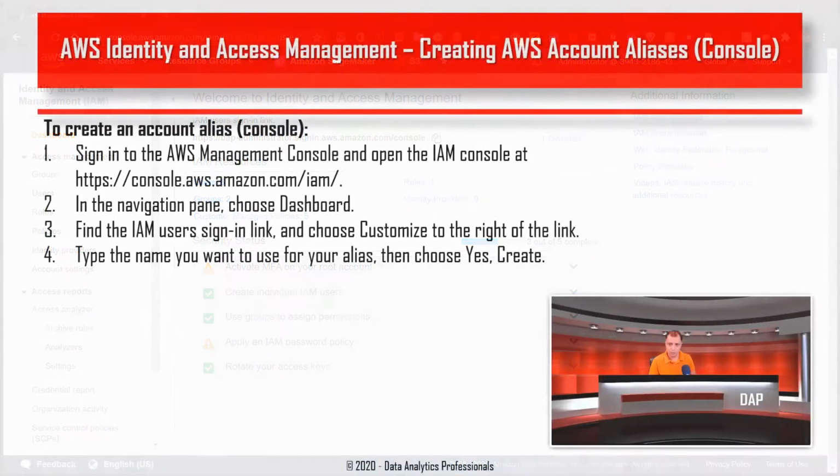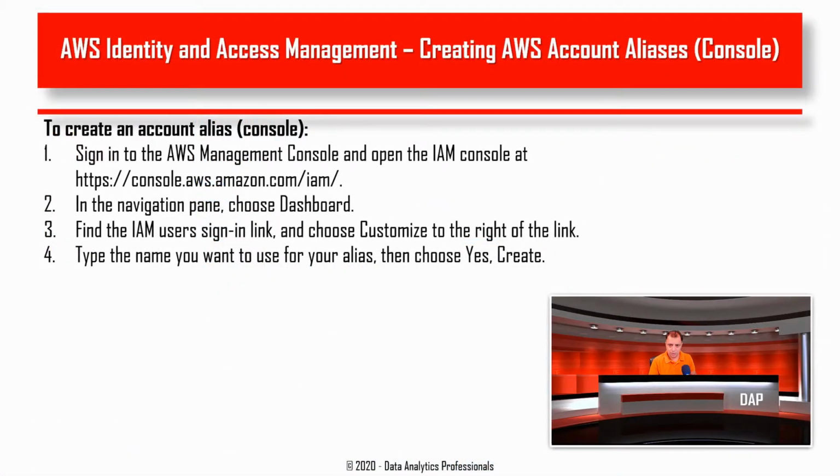This is what it was: sign in to the AWS Management Console, that's what we did. Open the IAM console at this address. Then in the navigation pane, choose Dashboard, find the IAM user sign-in link, and choose Customize to the right of the link. Then type the name that you want to use for your alias, and that's it basically. It's nothing. And let me show you what it's going to do now.